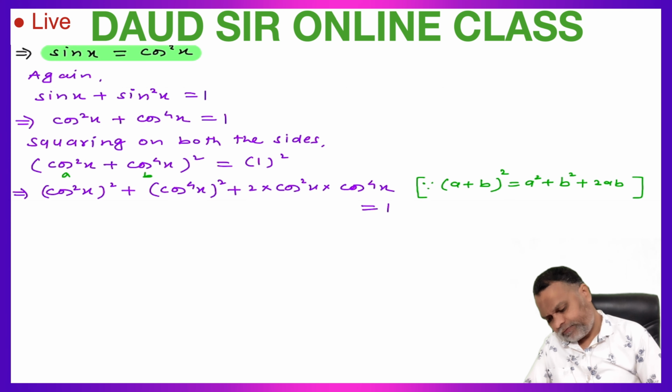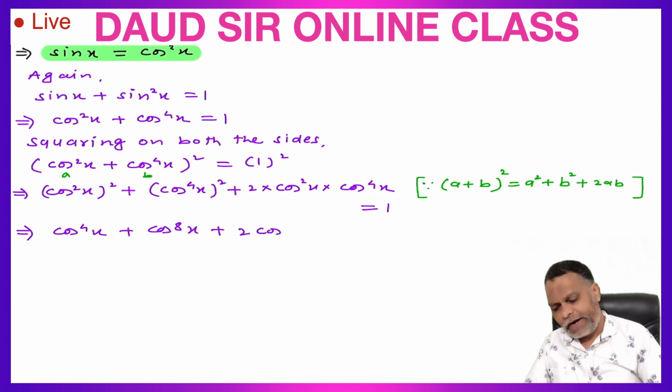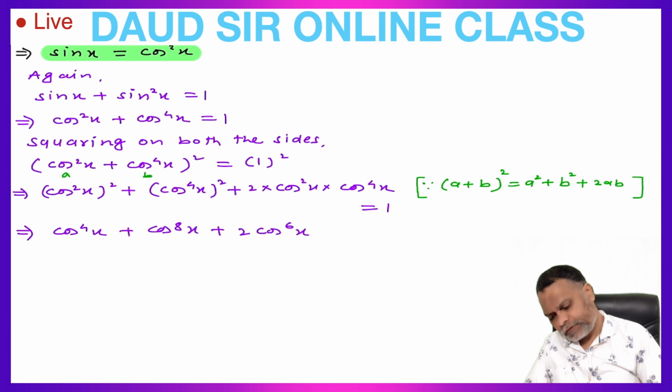is equal to 1², 1, which implies cos⁴x plus, 4 twos are 8, cos⁸x plus 2 cos²x into cos⁴x. Add the powers. If the bases are same, then powers are added. 2 plus 4 is 6, is equal to 1.